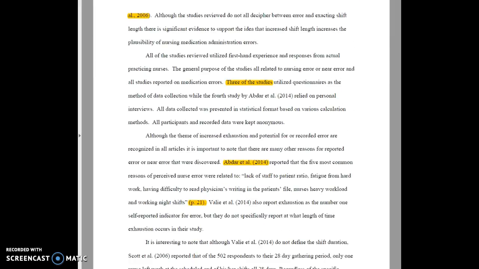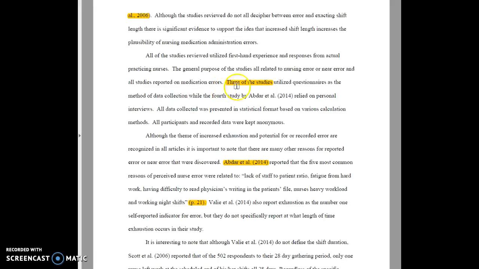A couple other things to point out. In this particular paper, the author states 3 of the studies. Typically when you say 3 of the studies, 4 of the studies, however many, you need to list somewhere, typically towards the end, which studies you're talking about.